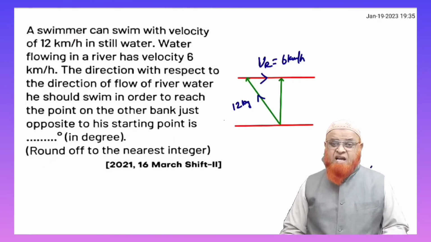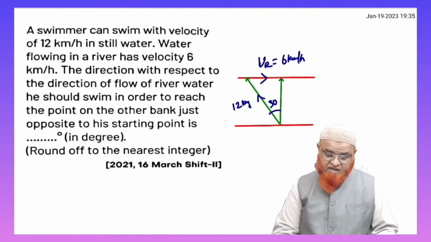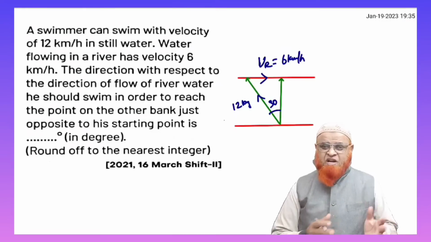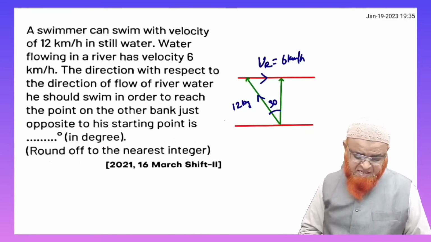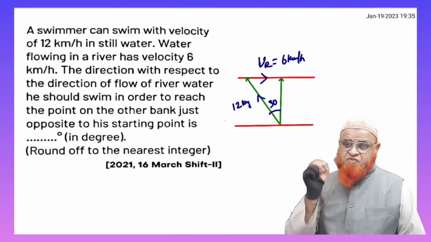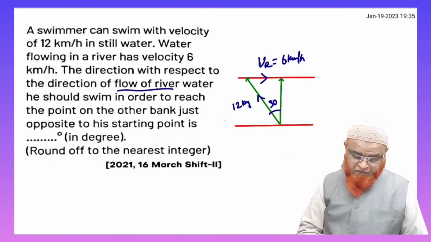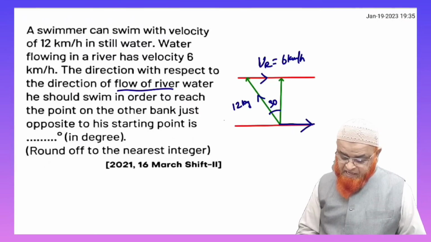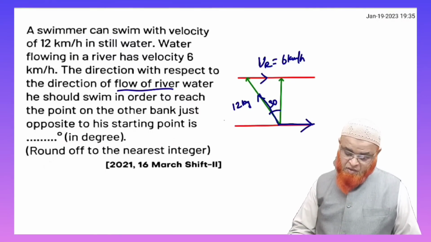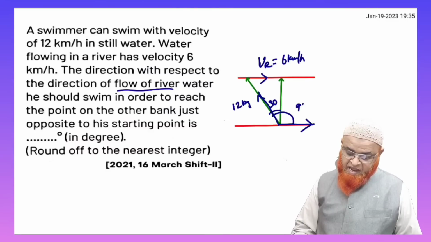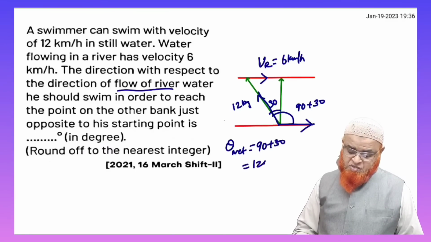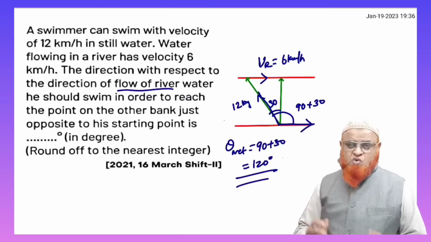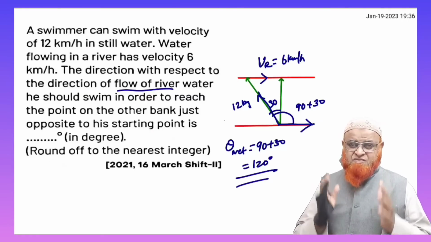And by seeing this data you can just tell that this is going to be 30 degrees, because sine theta is going to be opposite side by hypotenuse, which is 6 by 12, which is 1 by 2, so 30. But in the question, if you read properly, he's asking us to find out what is the direction of boat velocity with respect to the river flow. So a river is flowing in this direction and the boat is moving in this direction, and therefore what is the total angle? Total angle is going to be 90 plus 30. Therefore the net angle is going to be 90 plus 30, which is 120 degrees. So like this you can solve the problem in just fraction of seconds.